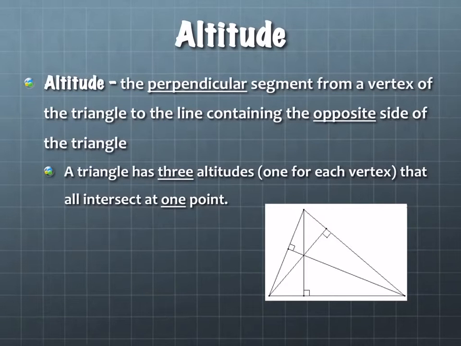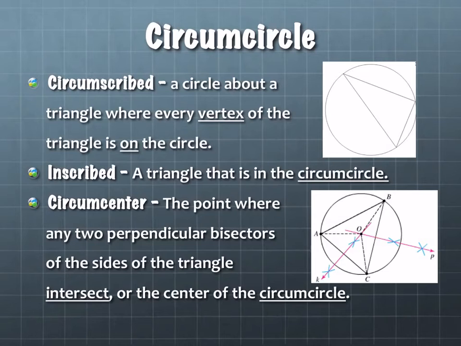All right, now we're going to combine some information about triangles and circles together. There's three things on this particular slide. Circumscribed is a circle about a triangle where every vertex of the triangle is on the circle. Okay, and it's unique. There's only one of them for every triangle that will do that, one circle. And every vertex of the triangle is a point on the circle.